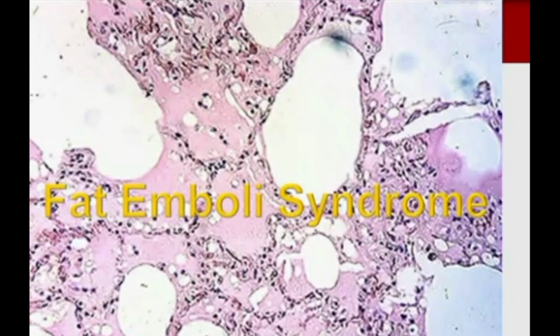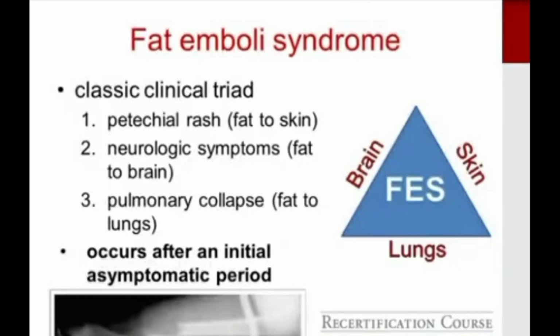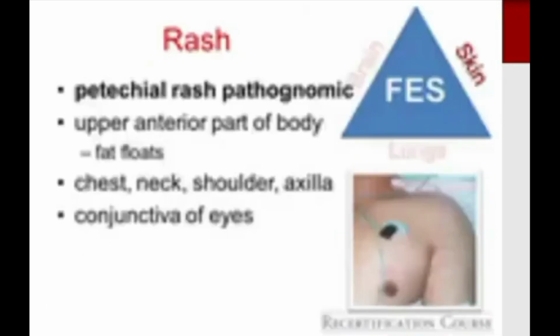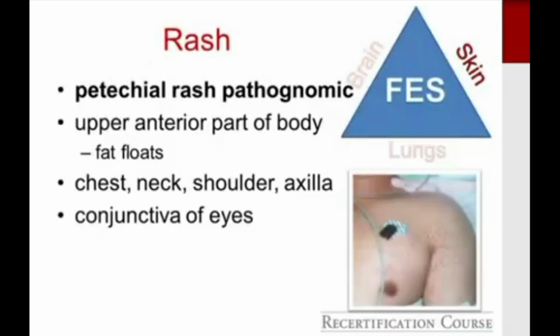Fat emboli syndrome is another condition seen in orthopedic patients as well. This has a classic clinical triad. Anytime there's a classic clinical triad, this is fodder for test questions. The triad is going to be a petechial rash, neurological symptoms, and pulmonary collapse. So you have fat to the skin, fat to the brain, and fat to the lungs. It usually occurs after an initial asymptomatic period. So again, the triad is going to be rash, neurological symptoms, and pulmonary problems.